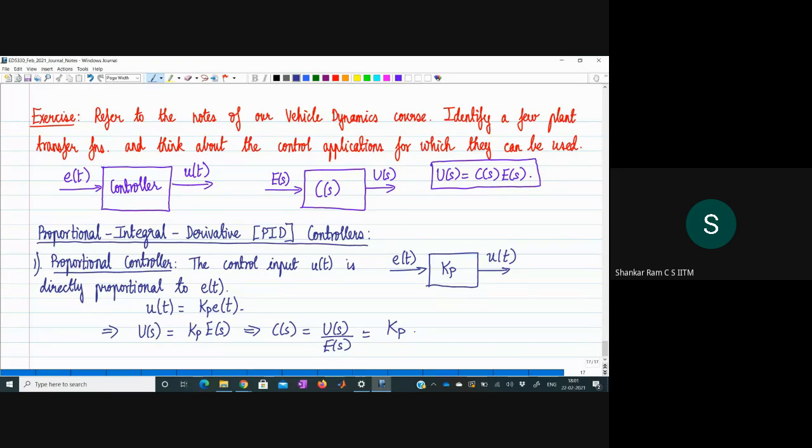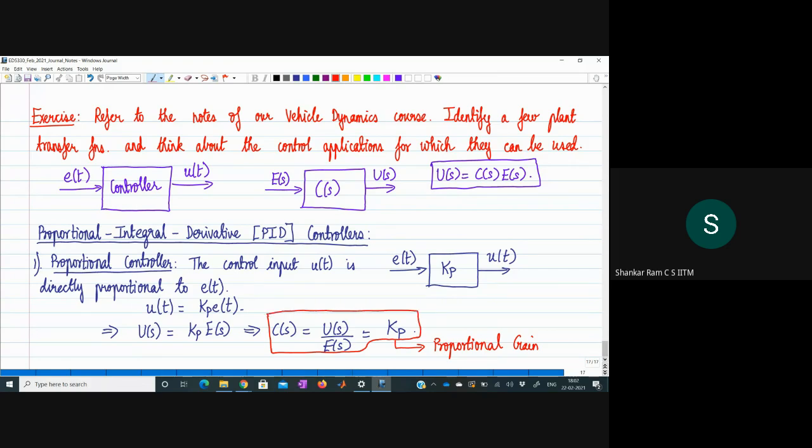Okay. So if we have this proportional controller, the controller transfer function is Kp. Essentially, we get the transfer function to be Kp, and due to this reason, Kp is also what is called the proportional gain. So what is this proportional gain? It is the parameter that comes in the controller transfer function.